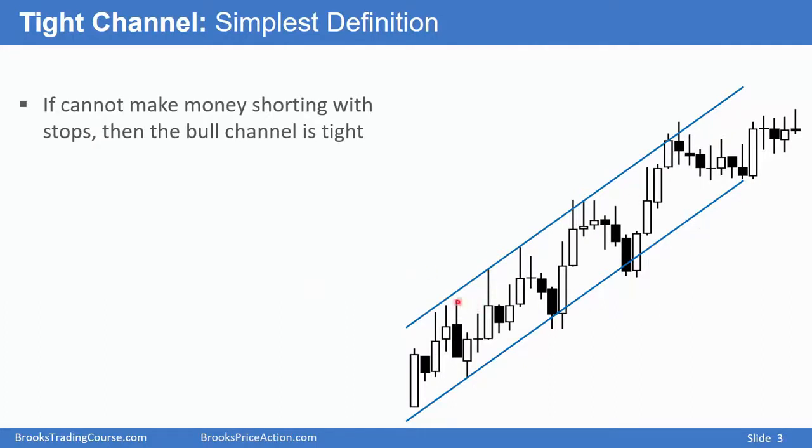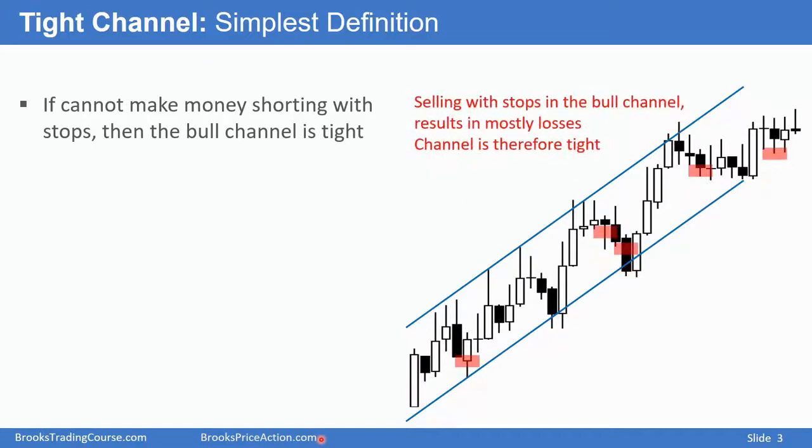Even with limit orders, selling at the high of the prior bar, scaling in higher, it's very difficult to make money. And it's certainly very difficult to make money trading with stops against the trend, selling below that bar, selling below either of these bars. Those are all losing strategies. Traders should only be buying when there's a tight bull channel. Selling with stops in a tight bull channel is going to result in just repeated losses.